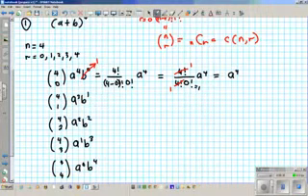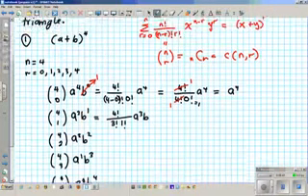Next, I'm going to start skipping steps a little bit. I'm going to have 4 factorial divided by (4 minus 1) factorial, which is 3 factorial, and then r is just 1 factorial, times a to the 3rd b.